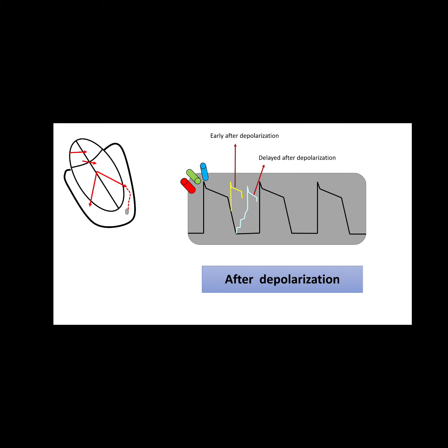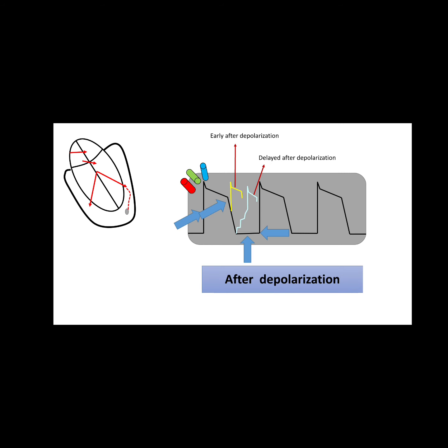So normally what is expected? First of all, a primary depolarization should occur. This primary depolarization is followed by a primary repolarization. After completion of this primary repolarization, there should be a resting stage, and after completion of this resting stage, another primary depolarization should take place. So this is what is normally expected.